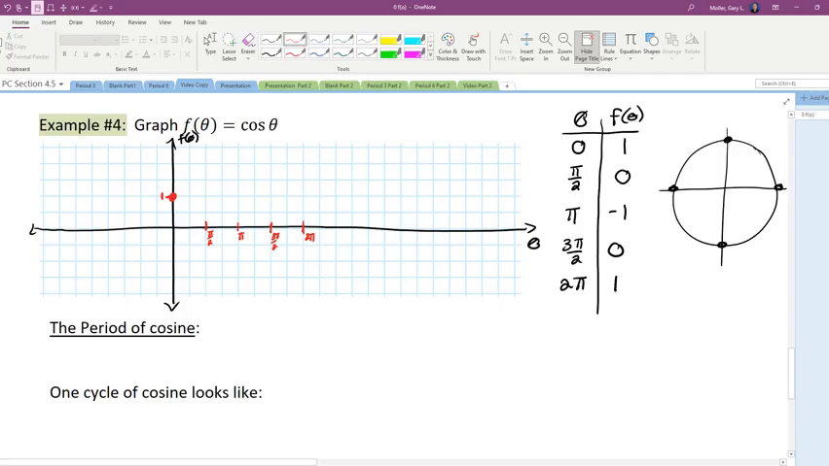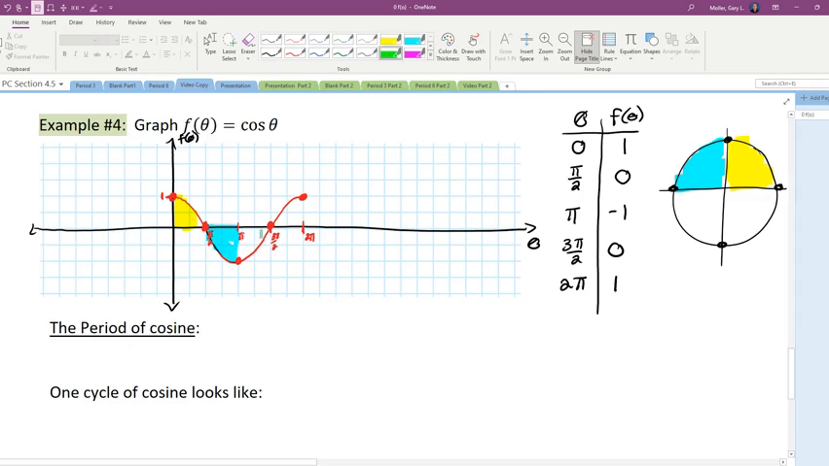Pi over 2 is 0. Pi is negative 1, 0, and positive 1. And so what we have, if we just stick between 0 and 2 pi, is a graph that looks like this, where, just to drive home the point, this part corresponds to quadrant 1. This part corresponds to, wrong color, that's the cosine values in quadrant 2.